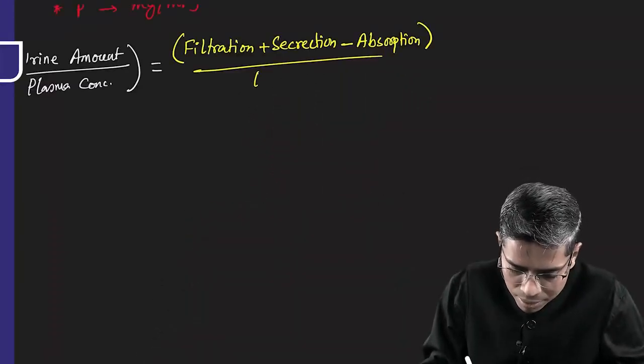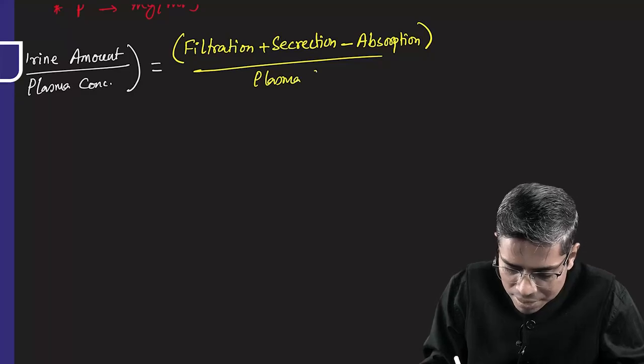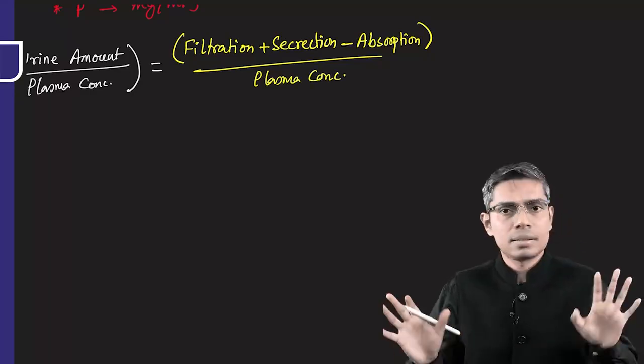I'm not saying that all substances will get filtered, secreted, everything. Different substances have different properties, but ultimately my concept is that urinary amount is from three basic processes: filtration plus secretion minus absorption, upon your plasma concentration. So this is basically my clearance concept.